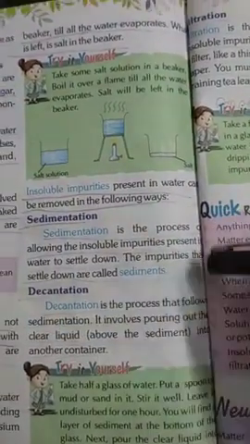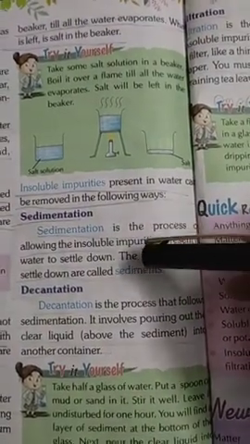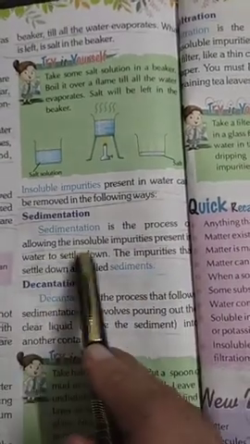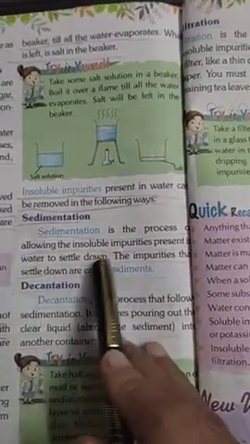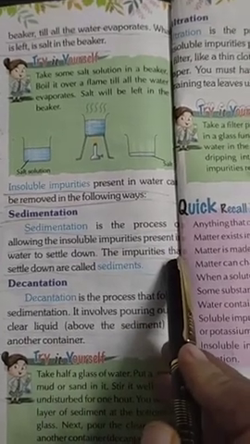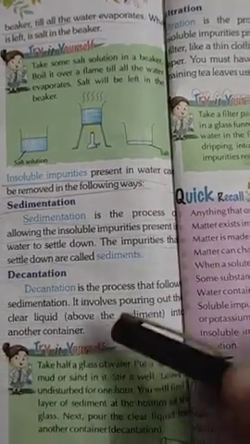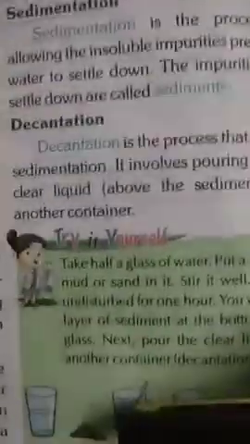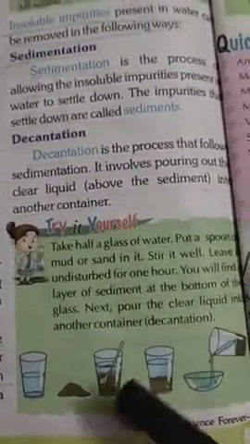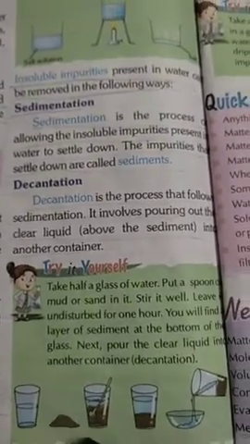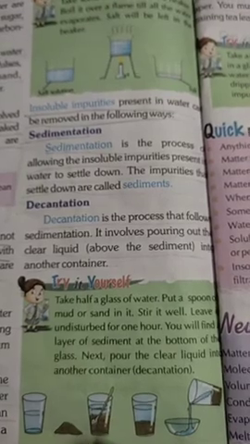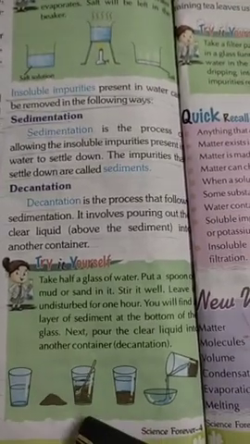The insoluble impurities which do not dissolve in water could be removed by sedimentation. Sedimentation is the process of allowing the insoluble impurities present in water to settle down. The impurities will settle down. See this picture? When we add some mud or sand to it and stir it, it will not dissolve.